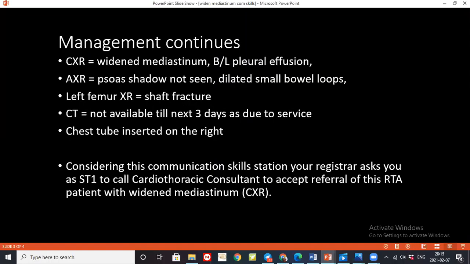We did a chest X-ray showing wide mediastinum with bilateral pleural effusion, and an abdominal X-ray showing absent psoas shadow and dilated small bowel loops, and a left femur X-ray showing shaft fracture. CT is not available for the next 3 days. I started 4 liters of crystalloid and we cross-matched 6 units of blood. I am calling to advise about your case and the update of management.